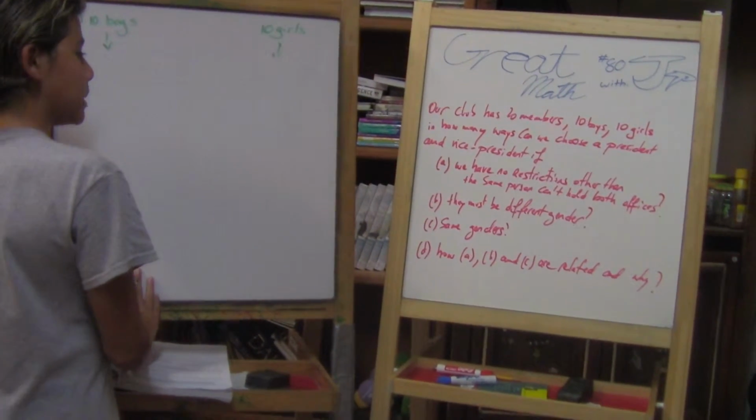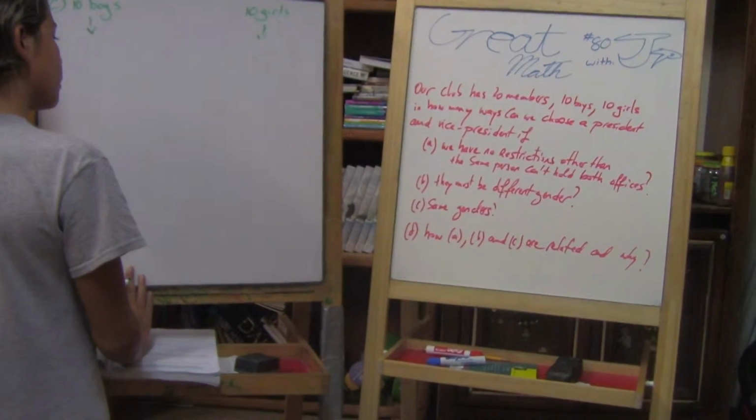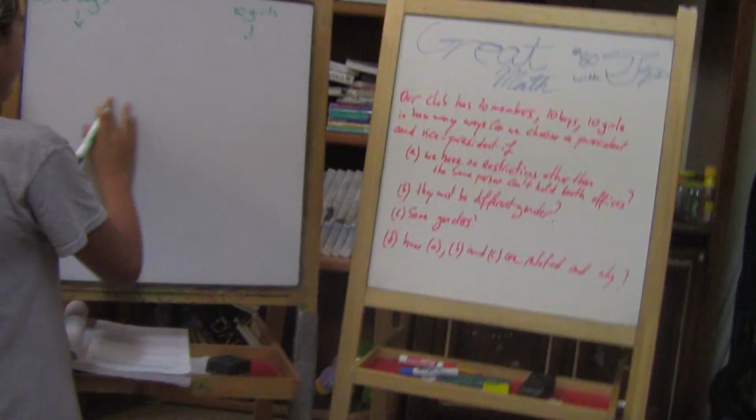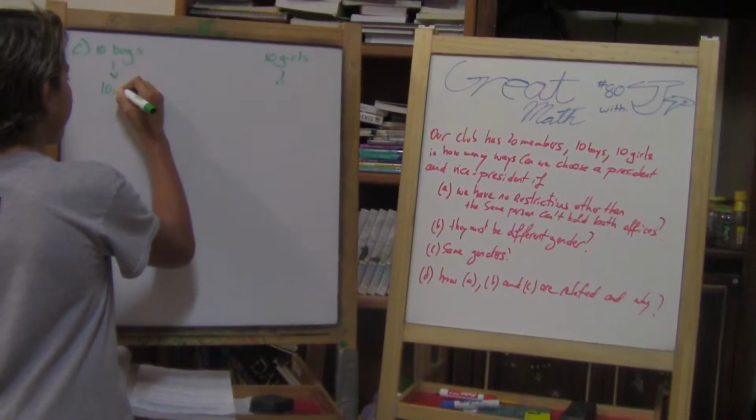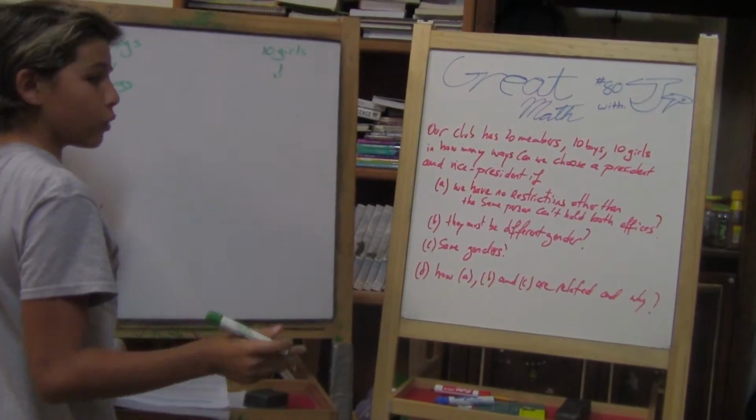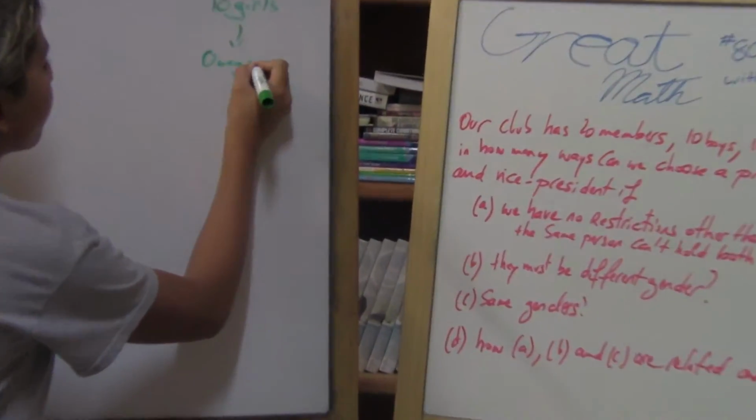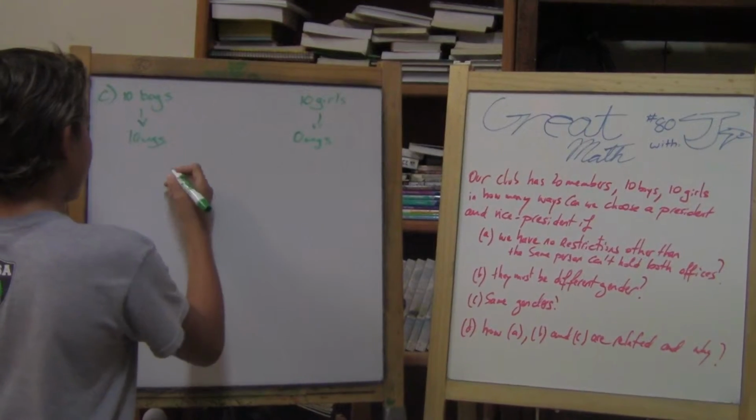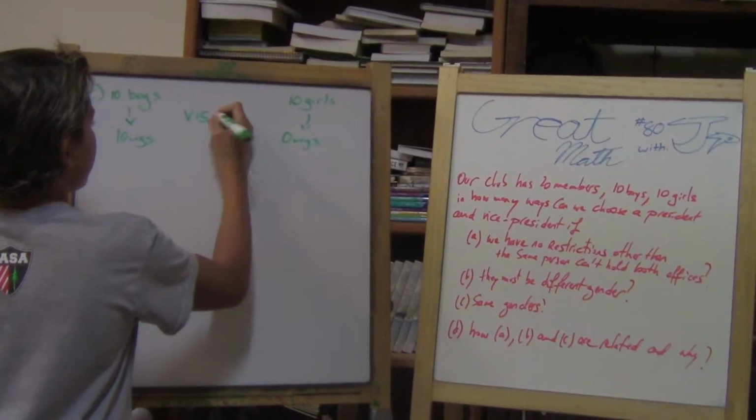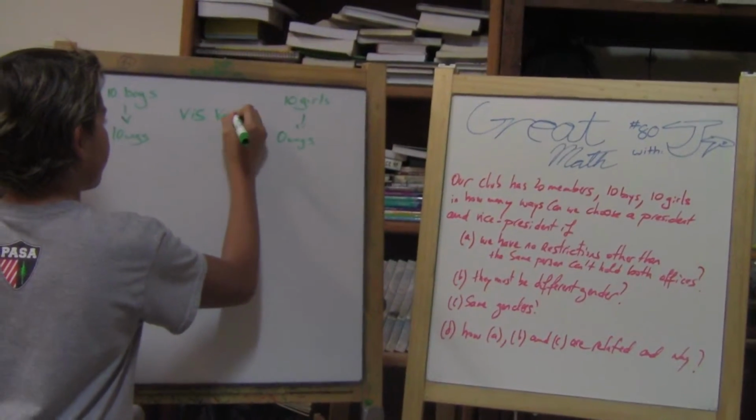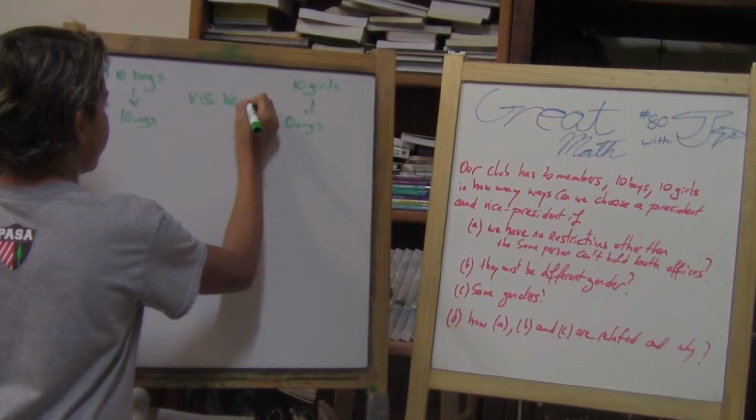Now let's move on to C. And this one, if they have to be the same gender. Okay. So basically, I could have 10 ways for the boys and no ways for the girls, or it could be vice versa. There could be no ways for boys and 10 ways for girls. But I'm just using this example. If you guys really want, I will put vice versa.